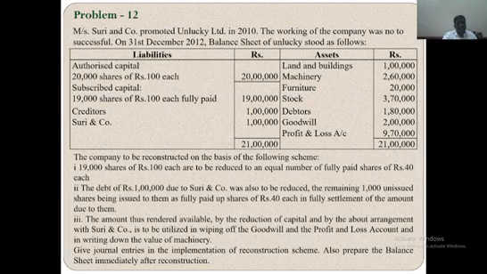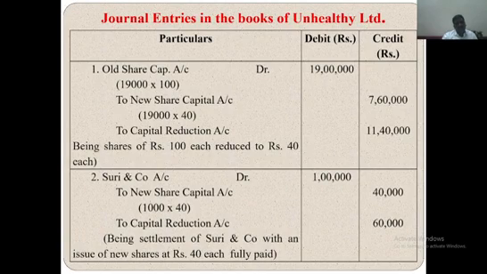First journal entry in the books of Surrey and Company Limited, journal entry for 31st December 2012. Date, particulars, debit in rupees, credit in rupees. First, 19,000 shares at the rate of rupees 100 each. Old equity share capital account debit to new equity share capital and capital reduction account. Old share capital account 19,000 into 100, 19 lakh rupees. To new equity share capital 19,000 into 40, 7,60,000. To capital reduction 19,000 into 60, 11,40,000, being 19,000 equity shares of rupees 100 each reduced to rupees 40 each.